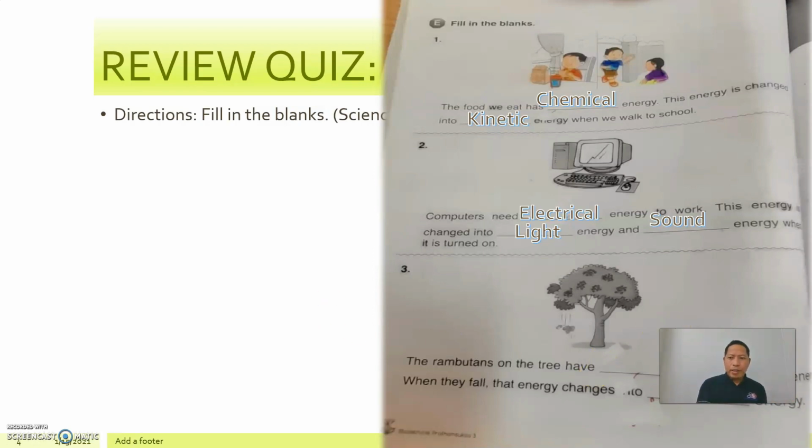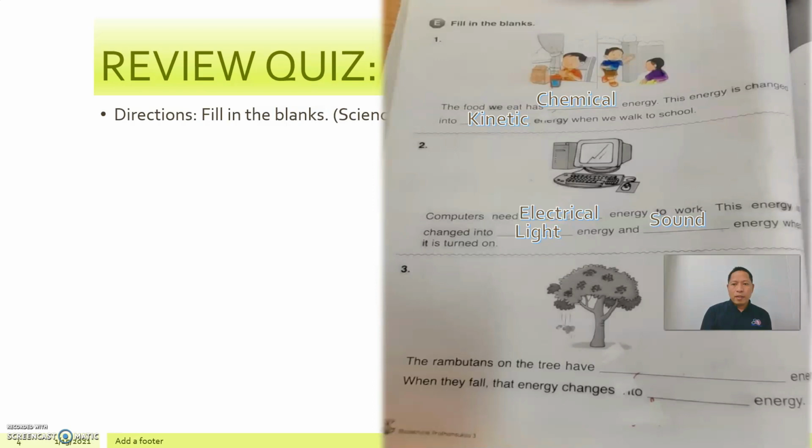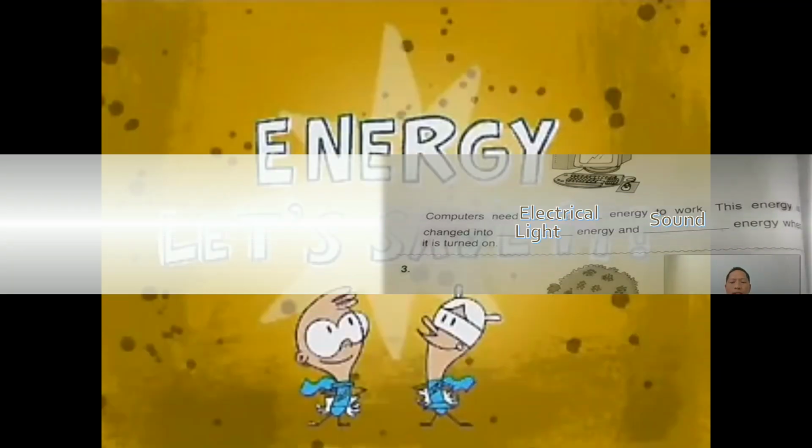The next one is the rambutan on the tree, meaning a fruit. Rambutan means a fruit. Okay, there is a blank. So this is a fruit. It goes down. When we understand that something goes down, that is gravitational energy. Then the gravitational energy pulls down the rambutan, and when it falls, that energy changes to kinetic energy.